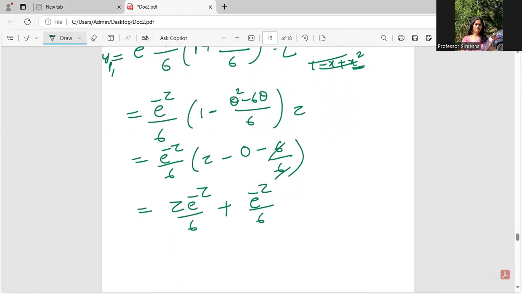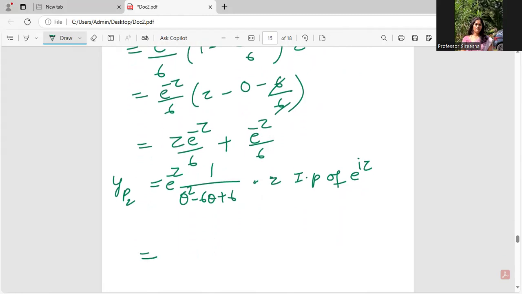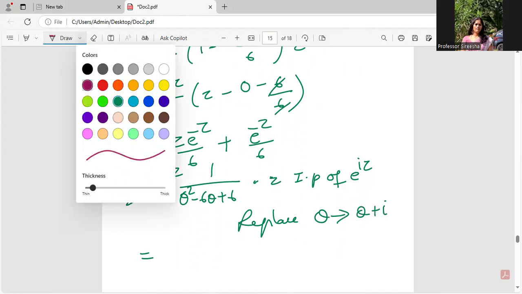Okay, right. Now yp2 will have what? yp2 would be 1 by θ square minus 6θ plus 6 into e power minus z z sin z. Sin z, I'll be writing as the imaginary part of e power iz, and proceeding. So what should I replace with? Replace θ by θ plus i. Okay, so let's see what happens.